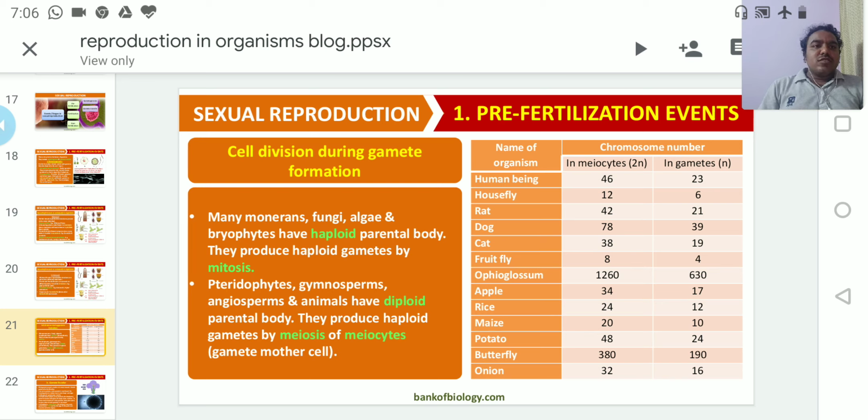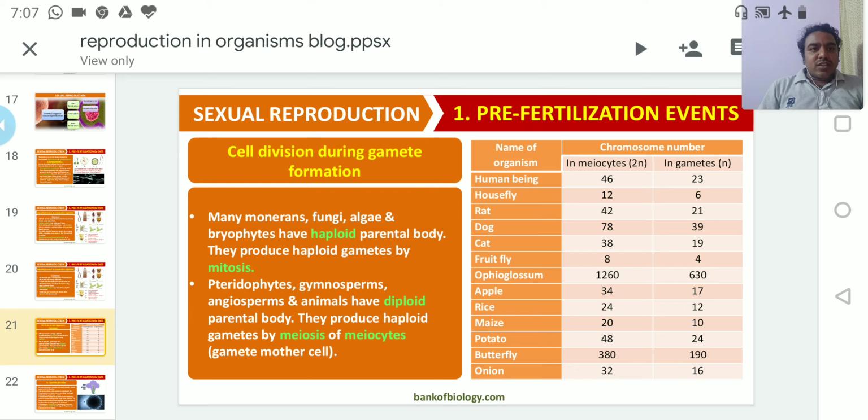See here, there is a table they have given. Recently, your seniors wrote their theory exams in the month of March. They asked the question: what is the chromosomal number in the meiocyte of a human? Actually, it was easy, but some students got confused. See, meiocyte is nothing but the gamete mother cell. It will contain diploid chromosomes. When they undergo meiosis, the diploid gets converted into haploid.